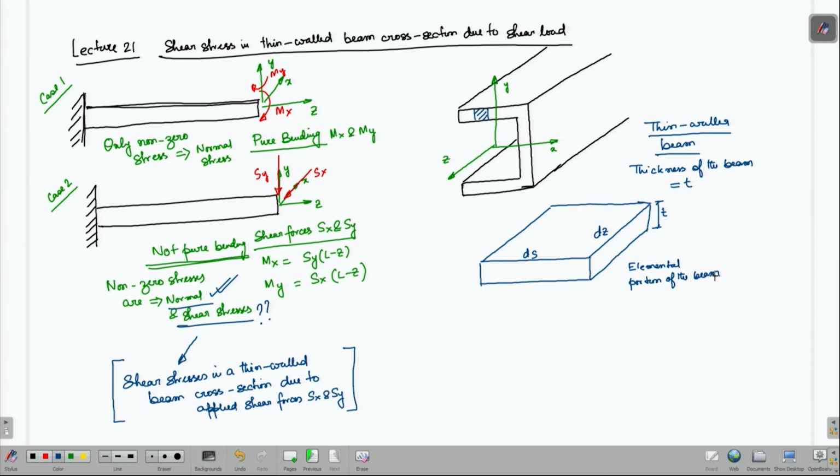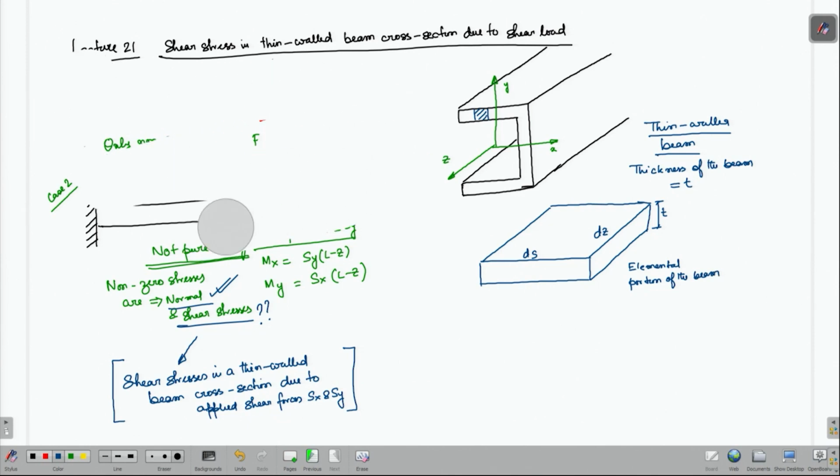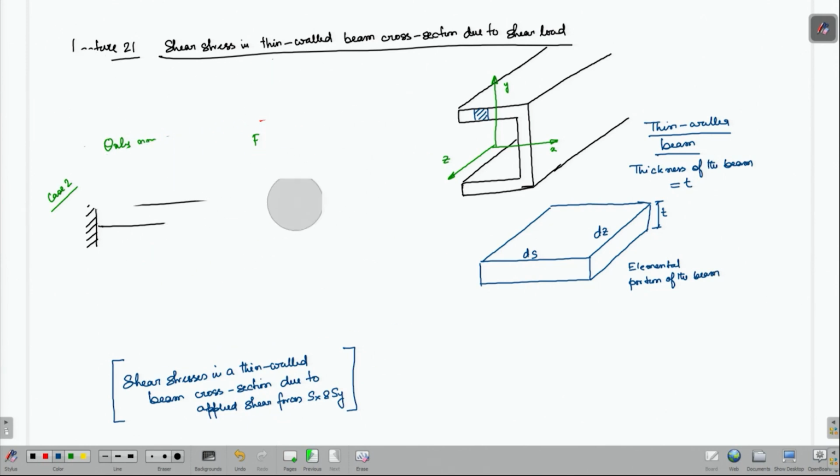Now, let us make certain assumptions before we proceed and find out the stresses that are acting on the elemental portion of the beam. Let us try to find out the assumptions that we are going to make. The assumptions will be simple, but they will make the calculations and derivation much more simple.